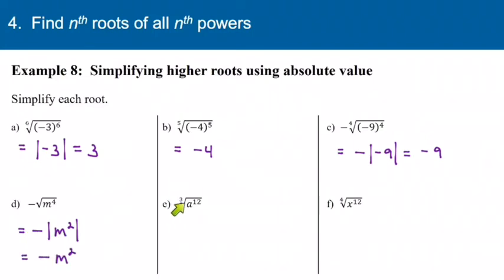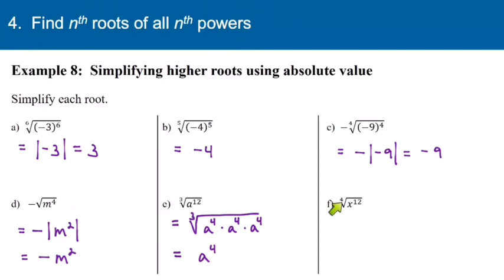Here on part E, we have the third root of a to the 12th. So what could I multiply times itself 3 times and get a to the 12th? Well, we know that a to the 4th times a to the 4th times a to the 4th would be a to the 12th. So the third root of a to the 12th is going to be a to the 4th. And I do not have absolute value bars here because this is an odd index. And even if I did have absolute value bars, a to the 4th is guaranteed positive anyway.